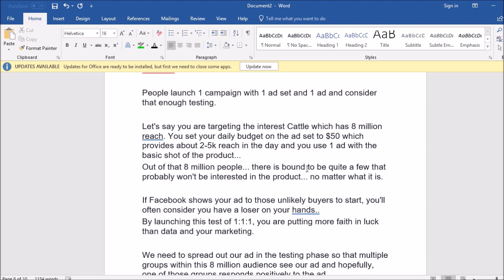Out of that 8 million people, there is bound to be quite a few people that probably won't be interested in the product no matter what it is. So this is a very, very good point. If Facebook shows your ad to those unlikely buyers to start, you'll often consider you have a loser on your hands. If you've got 8 million and you've only tested one campaign, one ad set, one ad, then you're really not going to hit 8 million people, are you? So you might think that product's a failure and move on to a completely different niche away from cattle, but you might have just missed the people that you were meant to hit. So it's a really interesting thought.